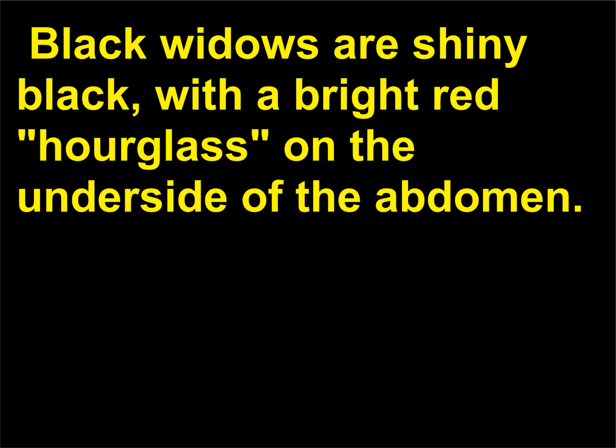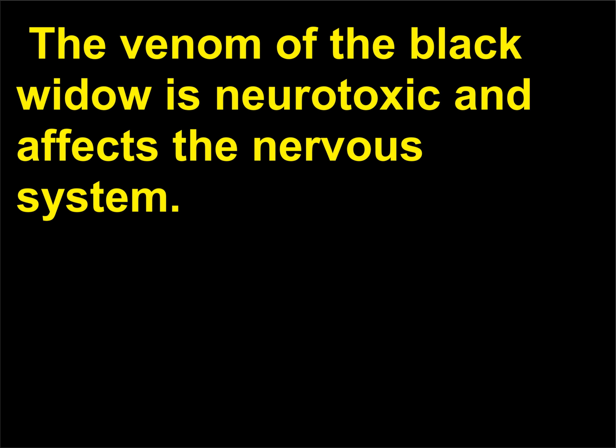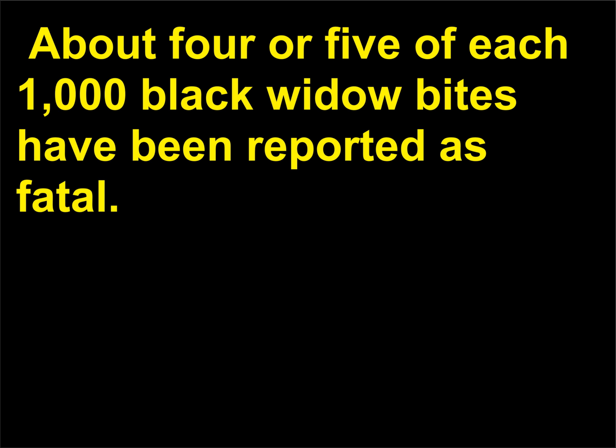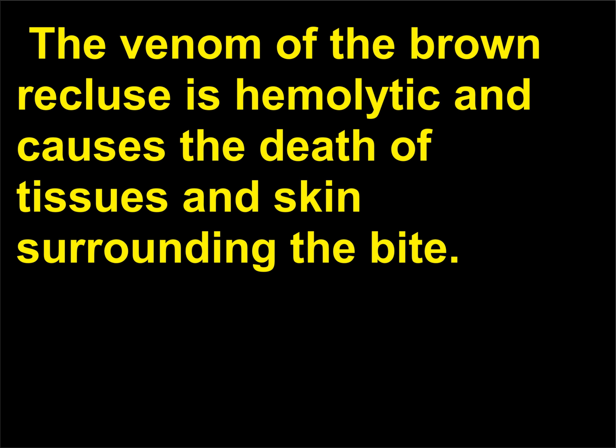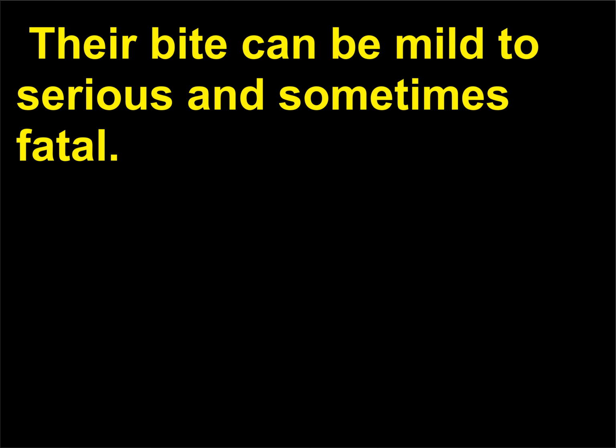Black widows are shiny black, with a bright red hourglass on the underside of the abdomen. The venom of the black widow is neurotoxic and affects the nervous system. About 4 or 5 of each 1,000 black widow bites have been reported as fatal. Brown recluse spiders have a violin-shaped strip on their back. The venom of the brown recluse is hemolytic and causes the death of tissues and skin surrounding the bite. Their bite can be mild to serious and sometimes fatal.